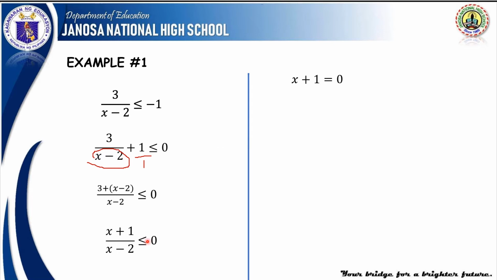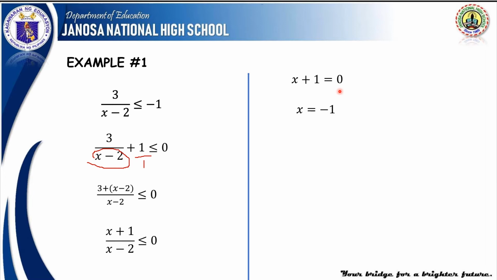Now, we will set the numerator and the denominator equal to 0. So, let's do first the numerator. Since our numerator is x plus 1, we will just copy. X plus 1 is equal to 0. Equate to 0. Then the answer will be x equals negative 1 using your transpose or additive inverse.